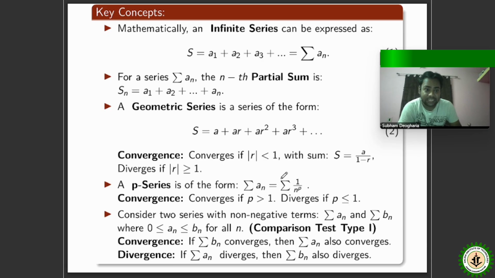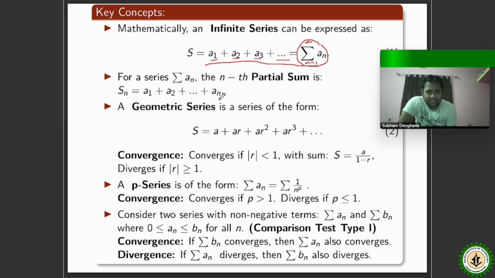Now, first let's recapitulate lecture 1 and see the key concepts we have taken from it. We all know this is the basic definition of an infinite series, where the first term is a1, the second term is a2, the third term is a3 and so on. An infinite series can be written in this form: summation of a_n, where n ranges from 1 to infinity.